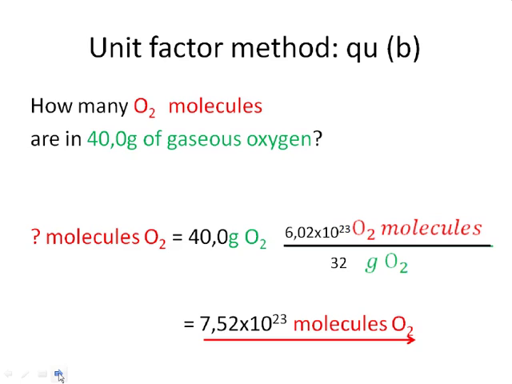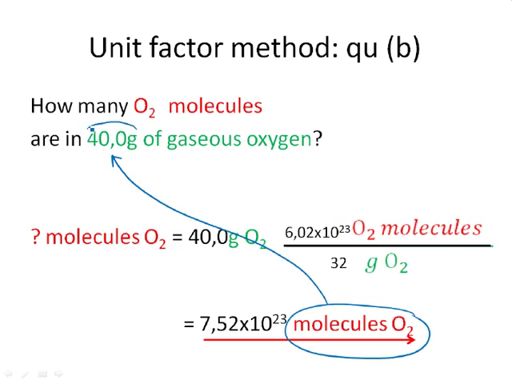This is a huge number. Imagine if you were to shift this comma 23 spaces. You will end up with a very large number. That's because a huge number of molecules O2 are needed to make even the small mass, 40 grams of O2, because each molecule is very, very, very light.